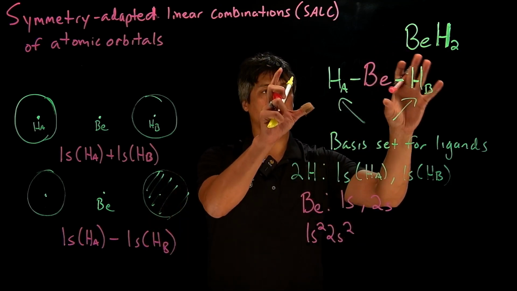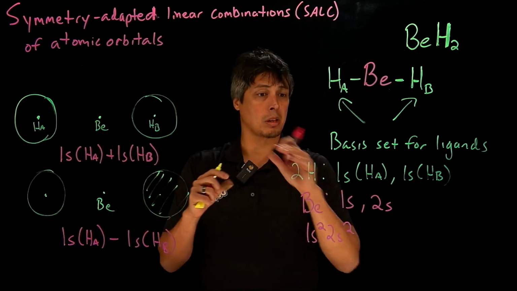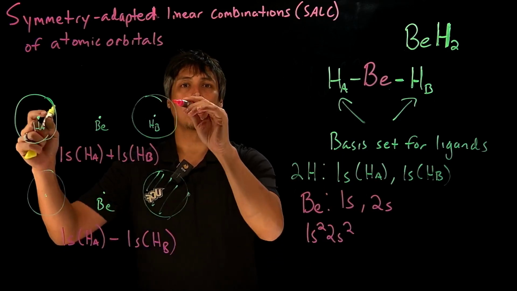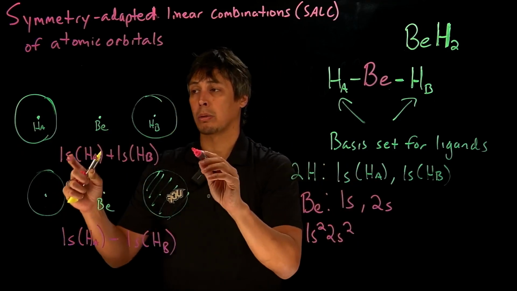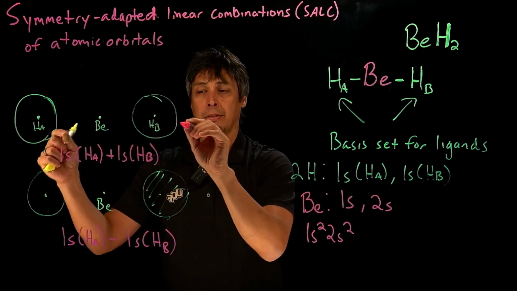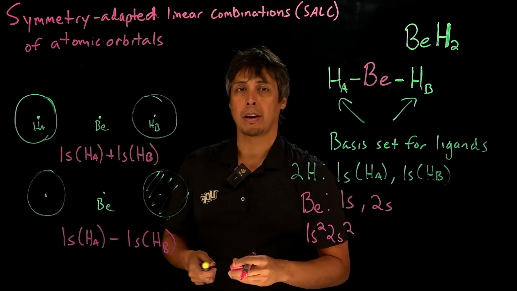But right now we're just treating the two hydrogen atoms alone, and we're using a basis set of a 1s orbital for each of them. And so these are the two combinations that we can mathematically come up with using a basis set of 1s orbitals. Again, we get one where the two 1s orbitals have the same phase, and then a second where the two 1s orbitals have opposing phase.